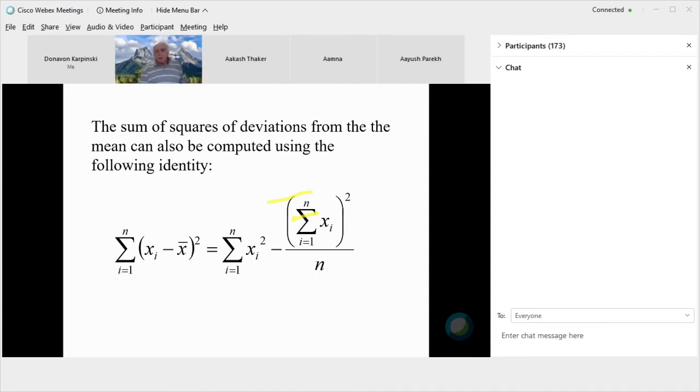This is a better formula for calculating the sum of deviations from the mean squared. You can show that that's equal to the sum of xi squared, so you're just squaring the raw observations, minus the sum of xi quantity squared divided by n. In tests, we'll give you those two sums there.